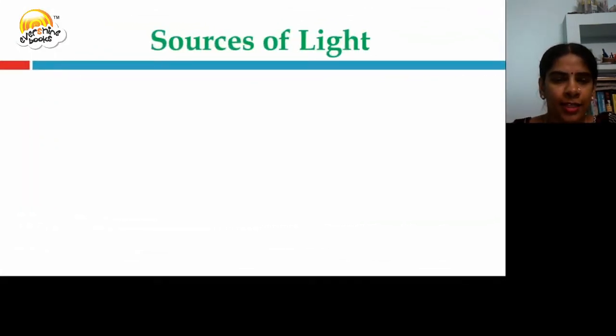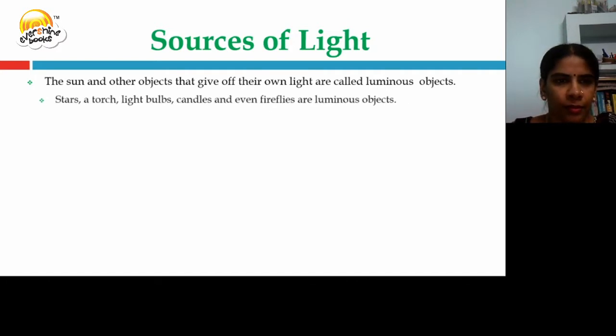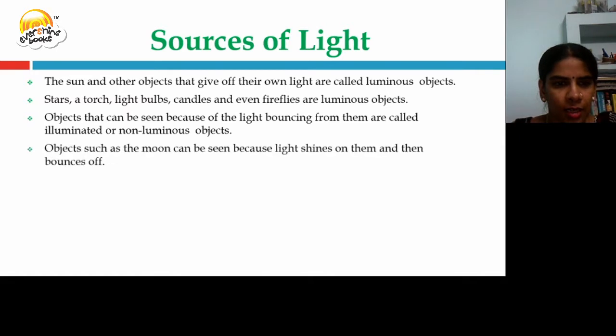Sources of light. The Sun and other objects that give off their own light are called luminous objects. Stars, torchlight, bulbs, candles, and even fireflies are luminous objects. Objects that can be seen because of the light bouncing from them are called illuminated or non-luminous objects. The Moon can be seen because light shines on it and then bounces off.